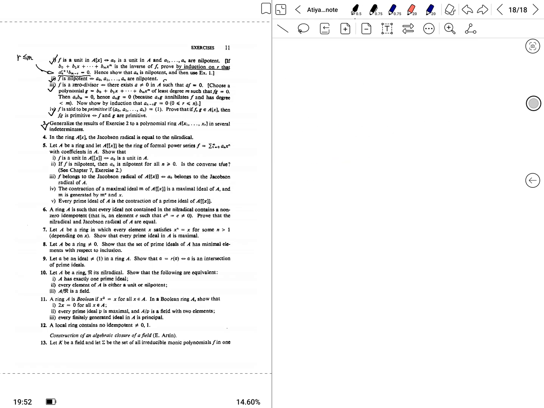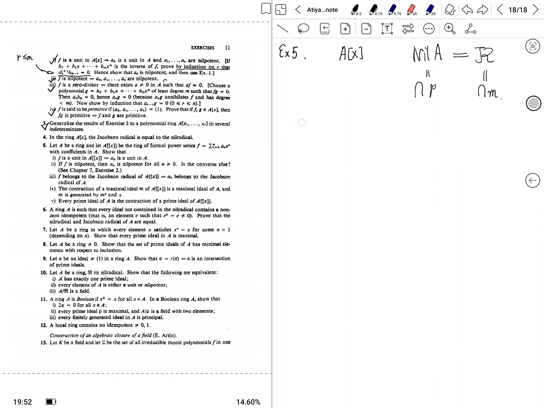Let's look at this exercise 5, which I mean is exercise 4 here. Okay, so this exercise asks: in this polynomial ring, is the Jacobson radical equal to the Nilradical? Nilradical equals Jacobson radical, which is the intersection of the prime ideals equal to the intersection of the maximal ideals.